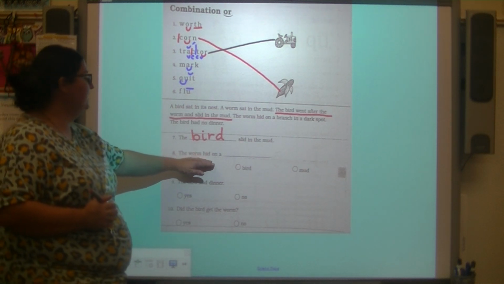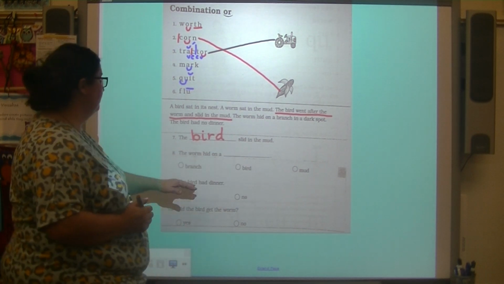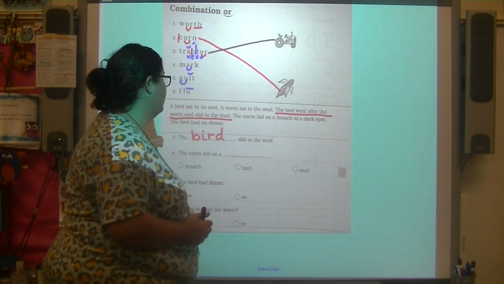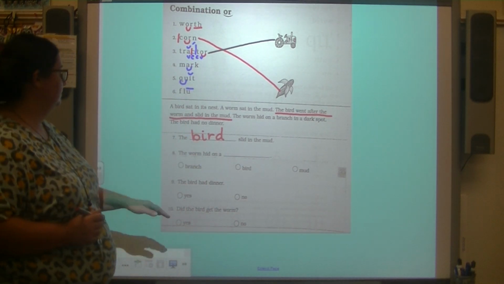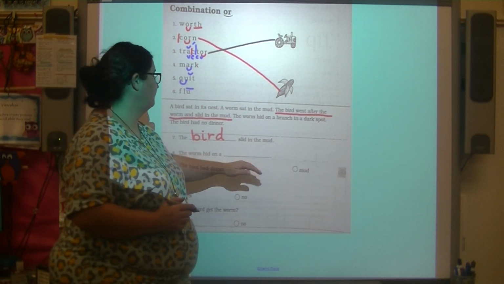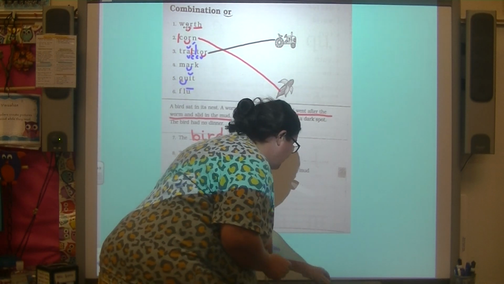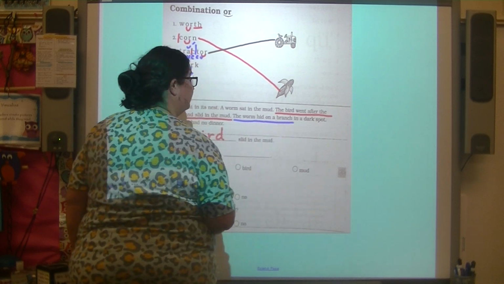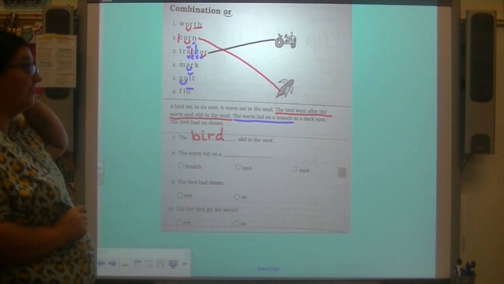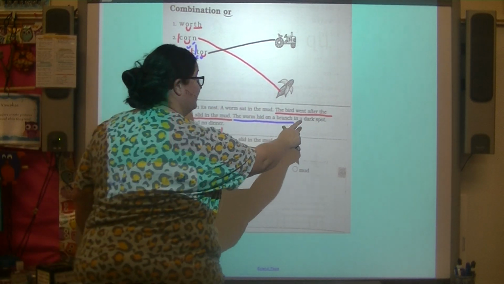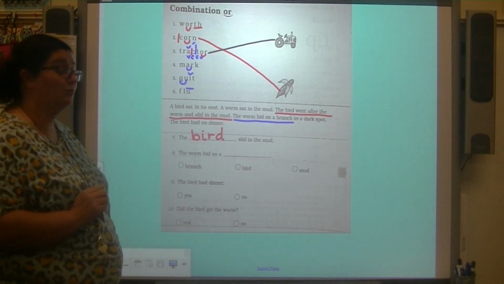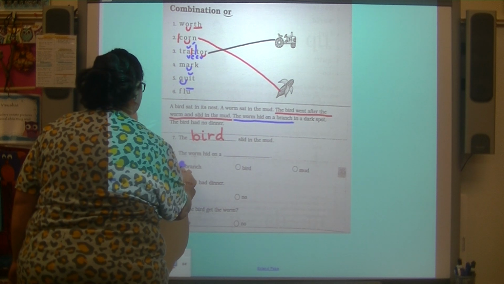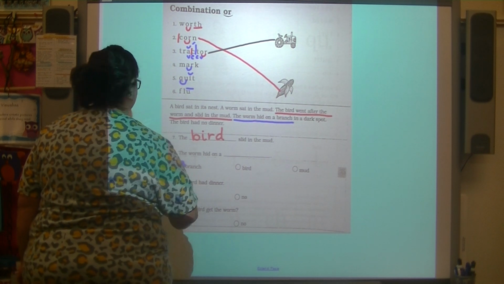A, the worm hid on a blank. Branch, bird, mud. The worm hid on a blank. It says the worm hid on a branch. Not only a branch, but it says in a dark spot. So he was really trying to hide. So he hid on a branch. We can bubble in that answer.